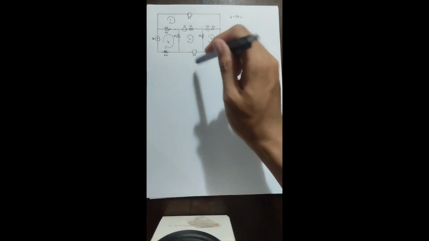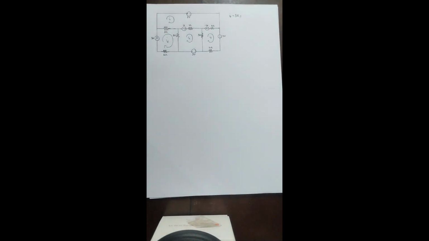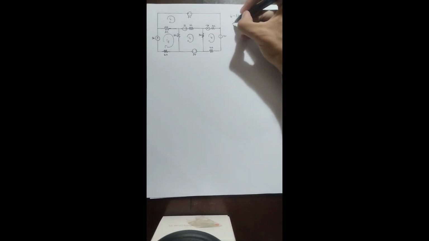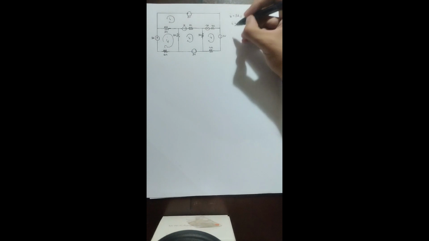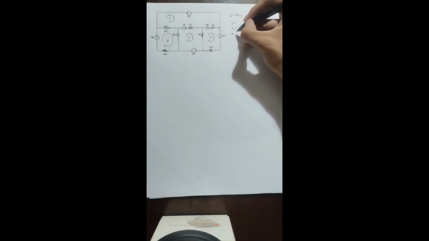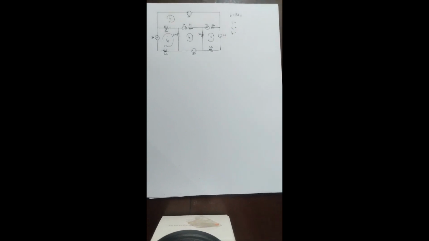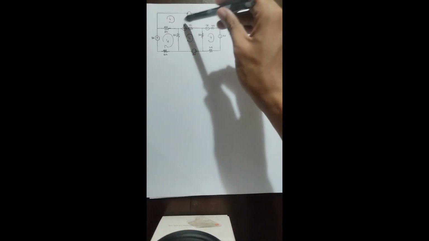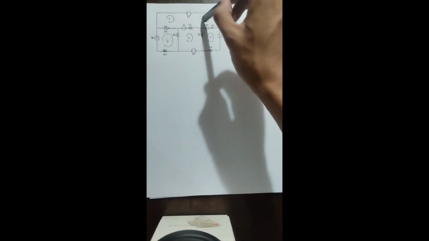Now what we're going to be looking for is the value for I1, I2, and lastly I3. Now since we have three unknowns, we also need three equations. Now we know that we have three meshes right here.